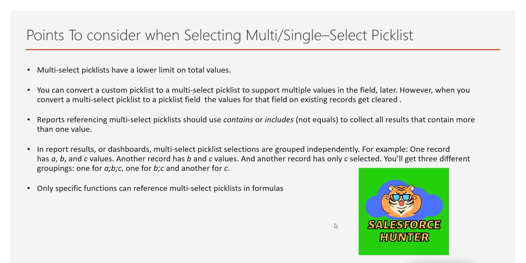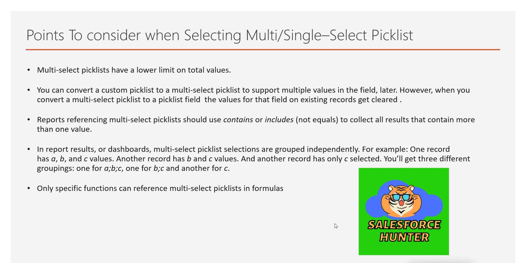that we just did. However, when you convert a multi-select picklist to a picklist field, the values of that field on existing records get cleared, because when you're converting a multi-select to a picklist, the records will already have multiple values selected, so that would be an issue. That's why the values get cleared from the records. That's one thing. And another thing is reports referencing multi-select picklist should use contains to collect all the results. That is just a formula to collect all the results regarding multi-select picklist in the reports.